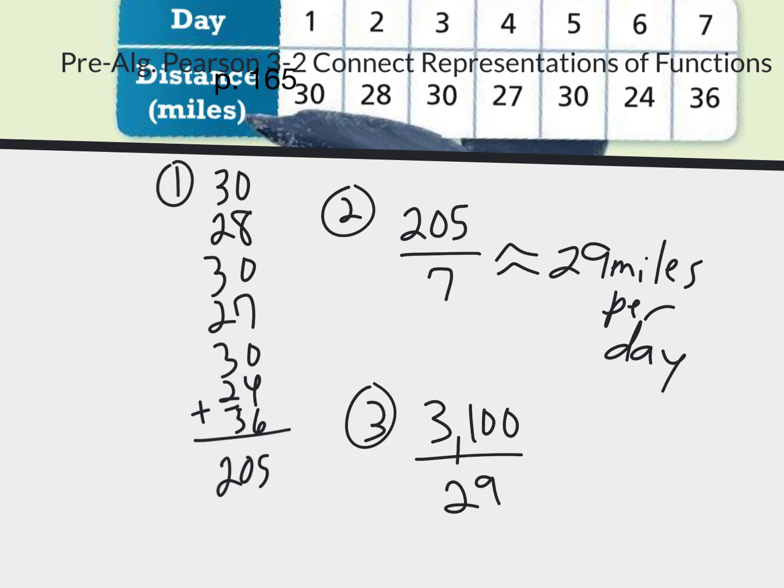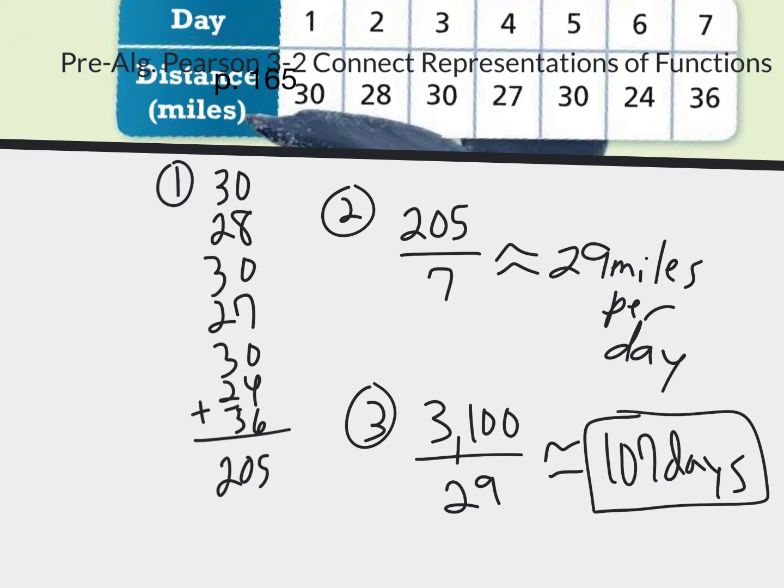So let's figure out how many 29s till we get to 3,100. And so that would be like 106.89 something. So it's about 107 days. Okay, so almost a third of the year it's just traveling to the breeding grounds. So it's on the move quite a bit then, I guess. If it's then presumably going back to its other location, it would probably take another 107 days about.